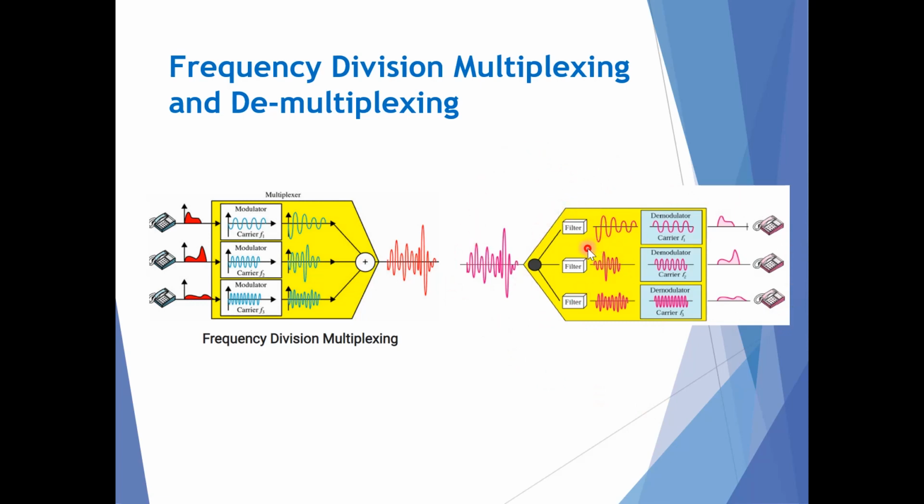Here, the composite signal is applied to a group of bandpass filters. So here, a number of filters are used. Each bandpass filter has a center frequency corresponding to one of the carriers. So here we can see the same carrier frequency it has.